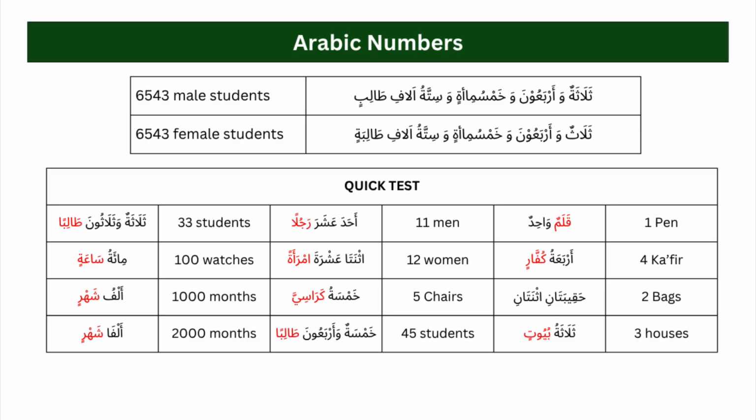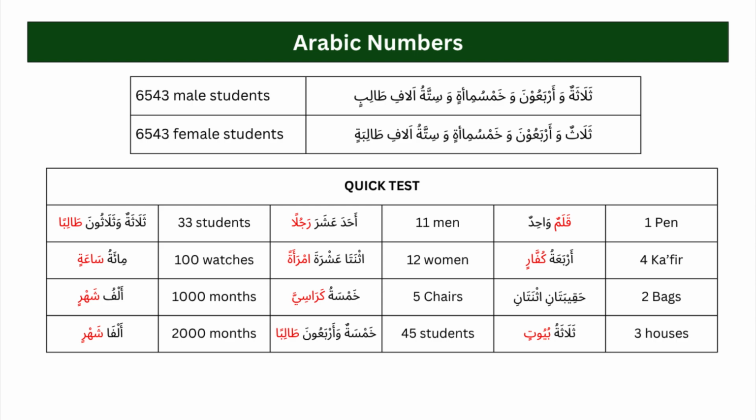Now we move to the final section, quick test. This section is very useful because it checks whether students have understood the earlier rules correctly. Let us go through them one by one. 1 pen. Qalamun wahidun. This is correct for 1 pen. Why? Because with 1, the noun comes first, and the number comes after it as a sifa, agreeing with it.